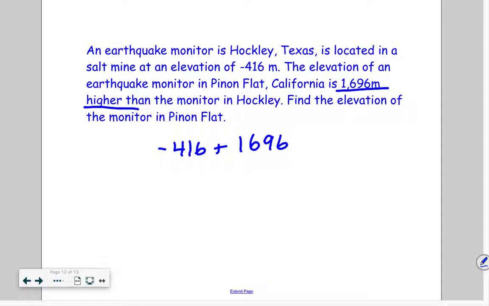So everybody should write down -416 plus 1,696. Well, this one isn't so easy to solve in my head, is it? So how can I solve this question to find out how many meters this is? Because I'm not allowed to use my calculator on this assignment today. So what would I do?